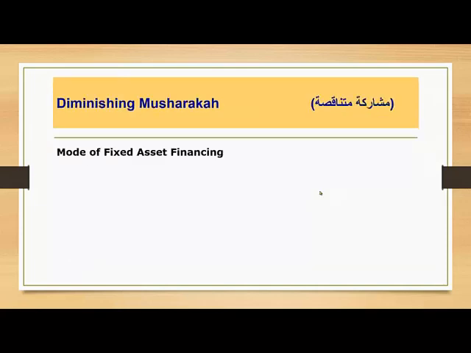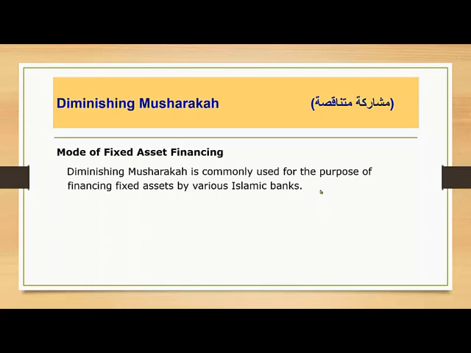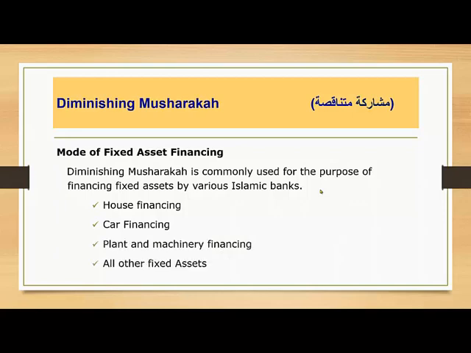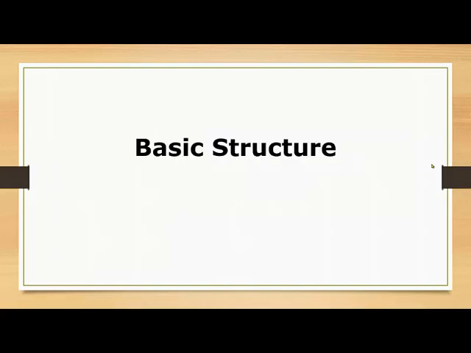So diminishing musharaka, we can say that it is a mode of fixed asset financing. It is commonly used for the purpose of financing fixed assets by various Islamic banks. House financing is the main area where this facility is used. Car financing, diminishing musharaka can be used. Plant and machinery financing, and all other fixed assets, this mode of financing can be used. In Arabic, diminishing musharaka is called Musharakah Mutanaqisa.